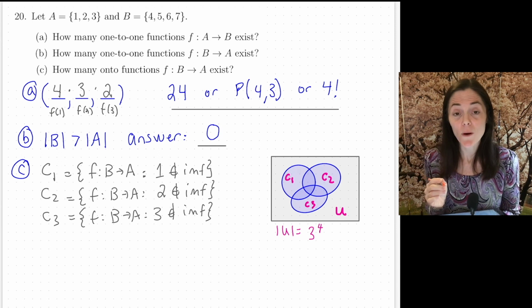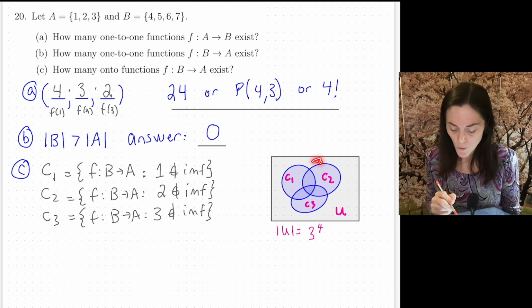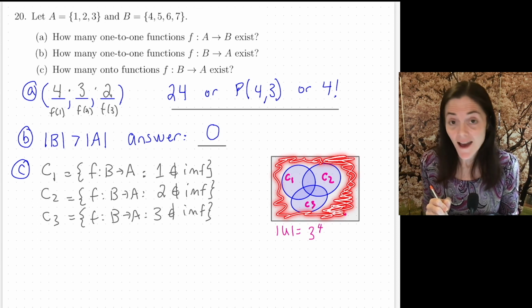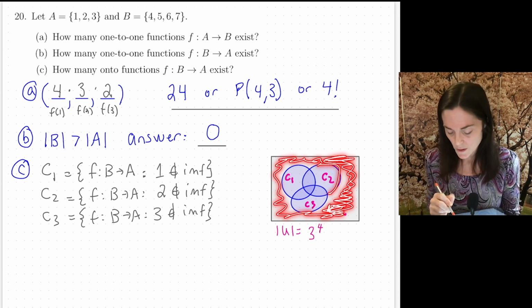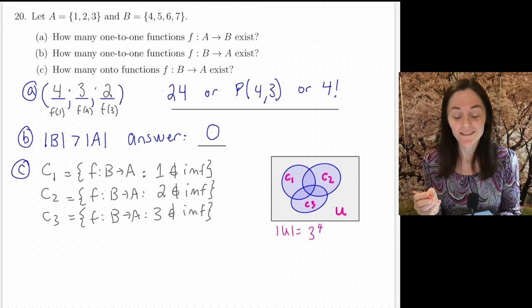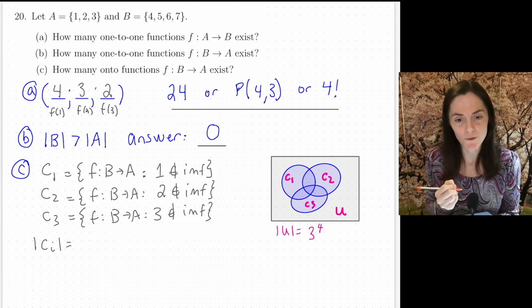Now, you see what we want, and this was in our inclusion-exclusion video. We want everything out here. This is all of the onto functions, because anything that is not onto is in the union of C1, C2, and C3. So anything not onto is here. Okay? Now, from this point, it is not too terribly hard to calculate.